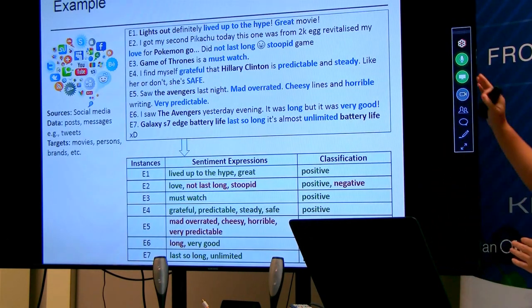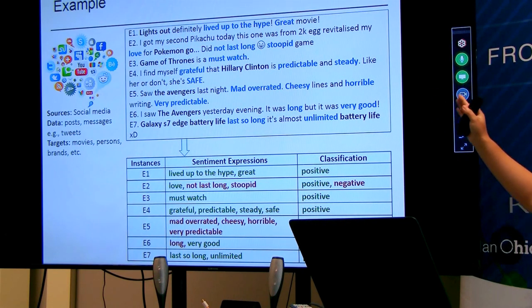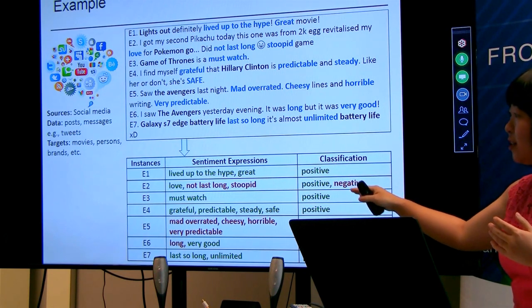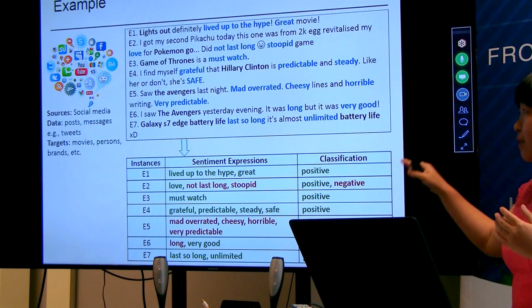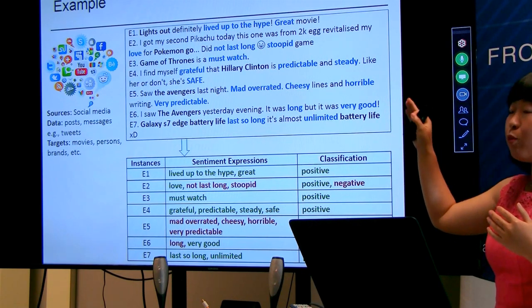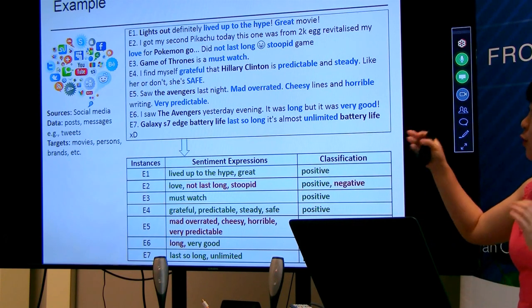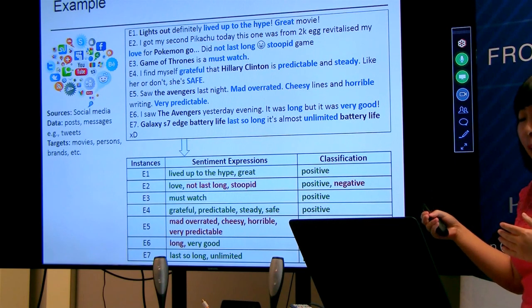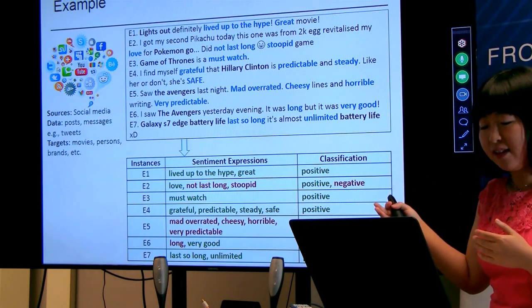So given this input, I developed an algorithm that can extract these kinds of expressions. "Live up to the hype" and "great" are positive expressions regarding the movie. And for the first one, I found "grateful, predictable, steady, and safe." They are positive sentiment regarding the election candidate.